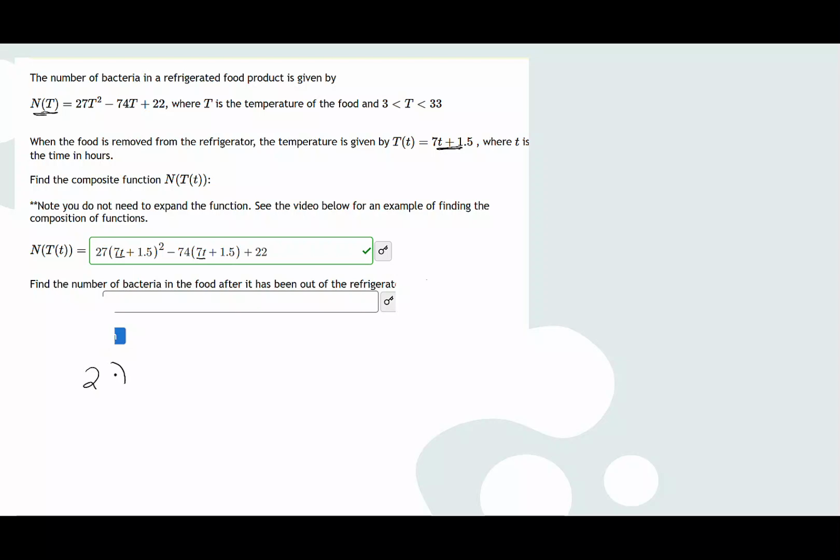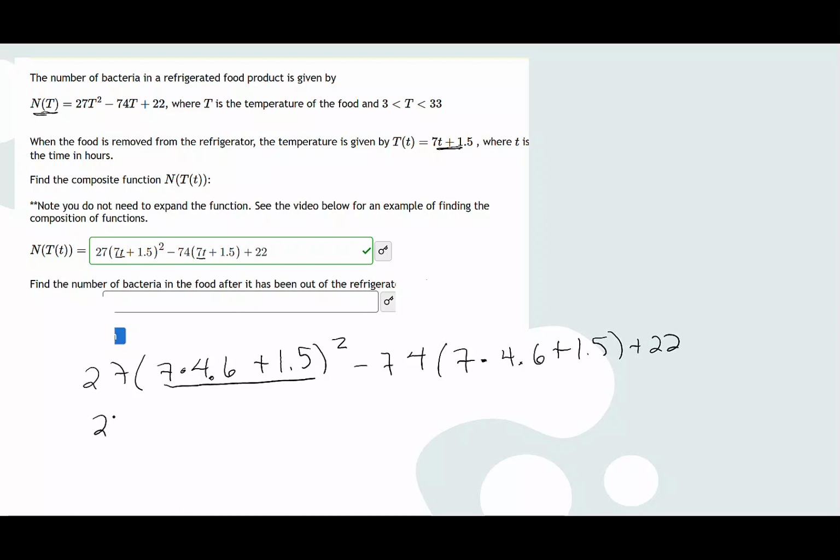So I'll have 27 times (7 times 4.6 plus 1.5) squared, minus 74 times (7 times 4.6 plus 1.5), plus 22. Looking at order of operations, we know that we first do what's in parentheses. So when I put 7 times 4.6 plus 1.5 in my calculator, I get 33.7. We'll come back and square that. Notice we have exactly the same number in our second parenthesis, that's 33.7, and then we have a plus 22.